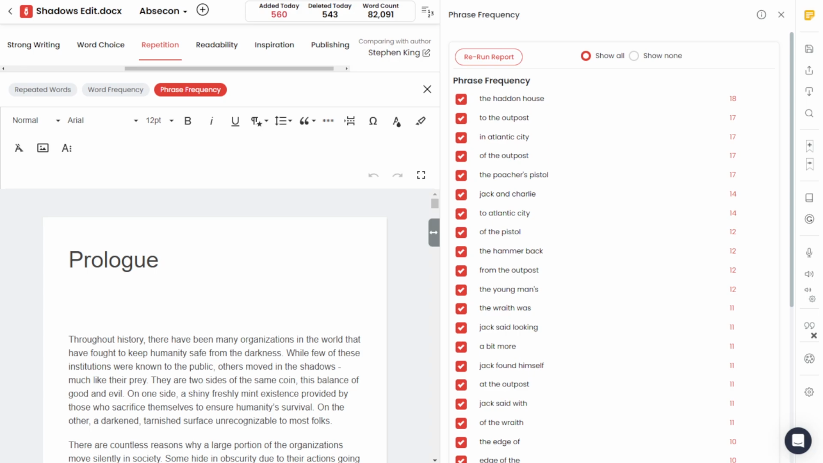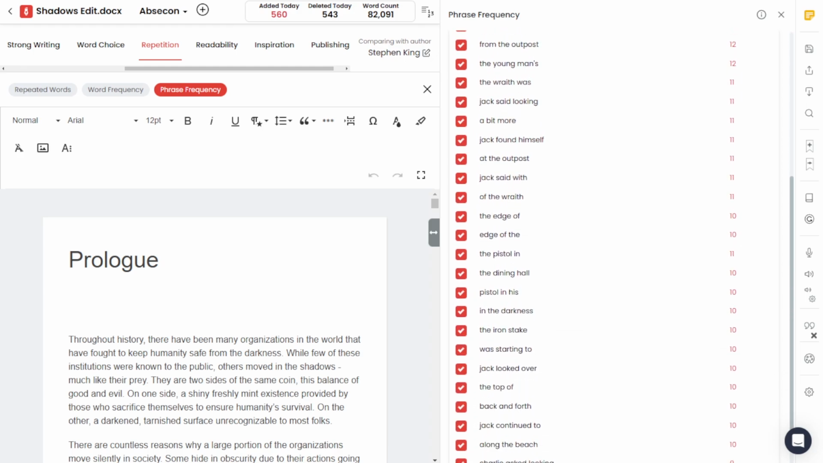Now, some of these are going to be necessary, like "Jack and Charlie" is used 14 times throughout the book, but that's because the book is about Jack and Charlie. But if you scroll down here, it looks like I've got "was starting to". I've used that 10 times. "Back and forth" was used 10 times. "Edge of the" was used 10 times. "In the darkness" was 10.